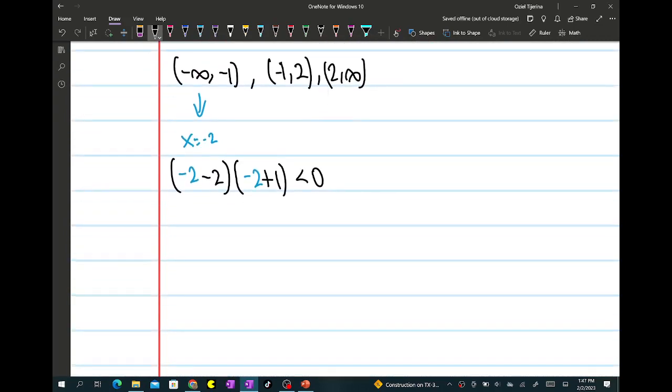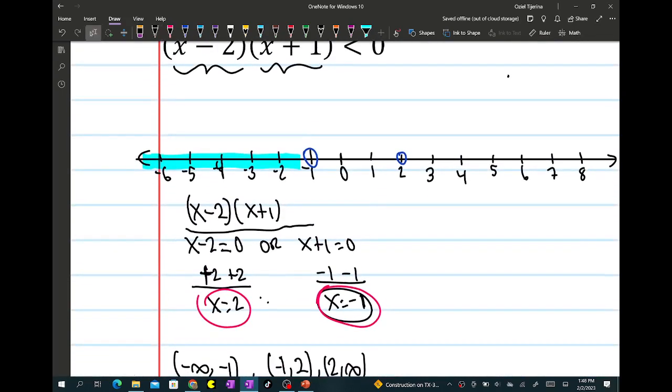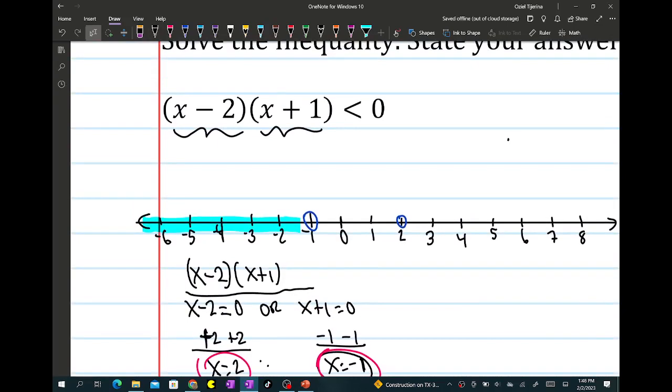Okay, so then let me simplify this. So I have negative 4, right? And then negative 2 plus 1 is negative 1. And then I have less than 0, right? So then this becomes 4, and it's less than 0, which is not true, right? So we can't say that that inequality is satisfied.